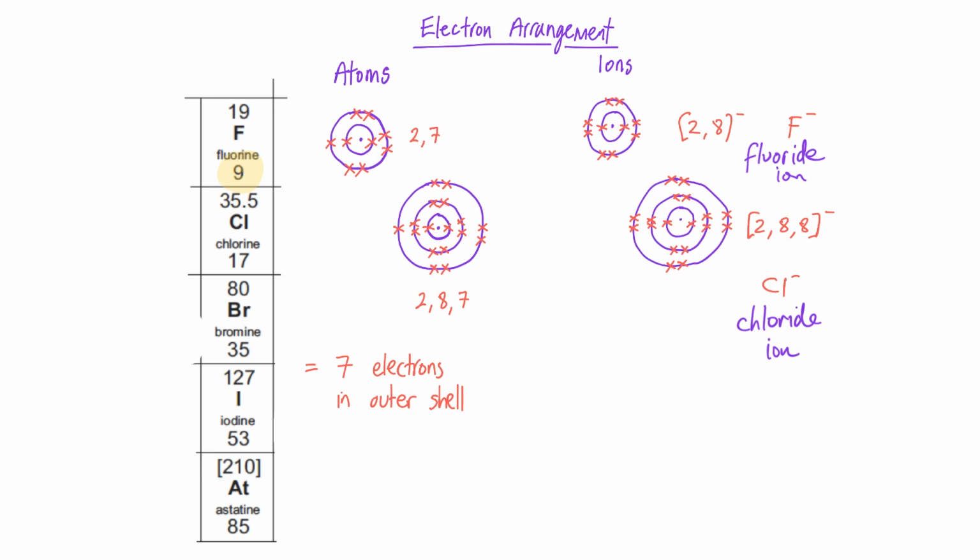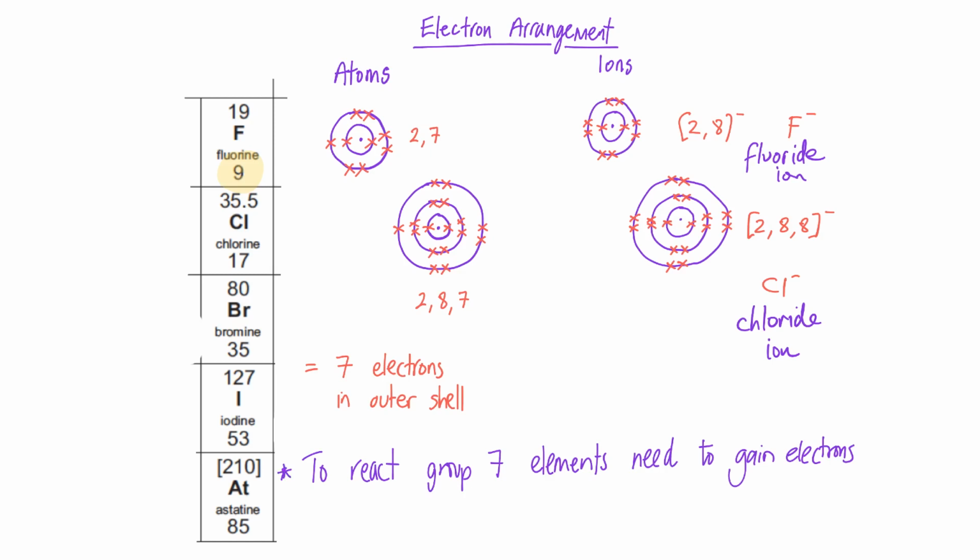Well, what does all this mean for the reactivity of our group 7 elements? So to react, these group 7 elements need to gain electrons. So let's consider how easy is it going to be for them to gain electrons. Is it the same for every group 7 element that we have, or is it going to be different?